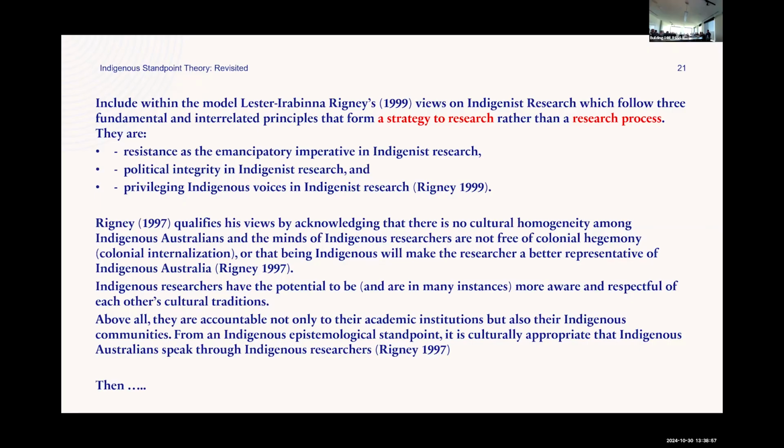And we have the potential in many instances to be more aware and respectful of each other's cultural traditions, which included the non-Indigenous cultural traditions of the University of Queensland's Graduate School of Management, which I found was walking in two worlds. But above all, you're accountable not only to your academic institutions, and this is where it's different from a non-Indigenous student. We are also accountable to the Indigenous communities, the individual people, and their epistemological standpoints and the cultural appropriateness. So, and I'll give an example of this.